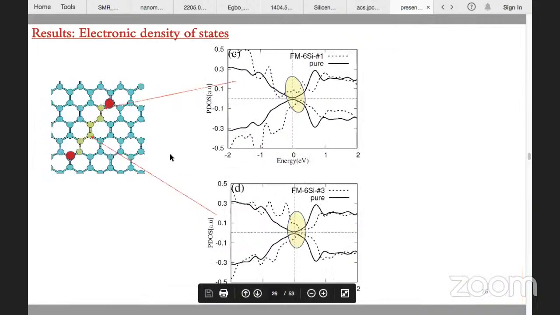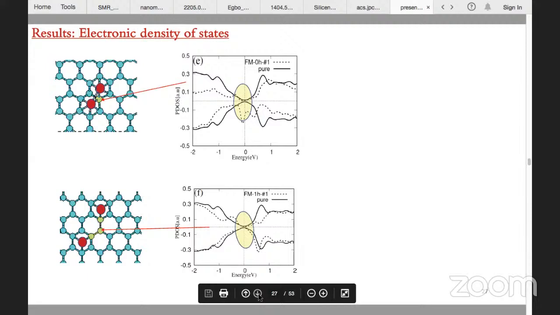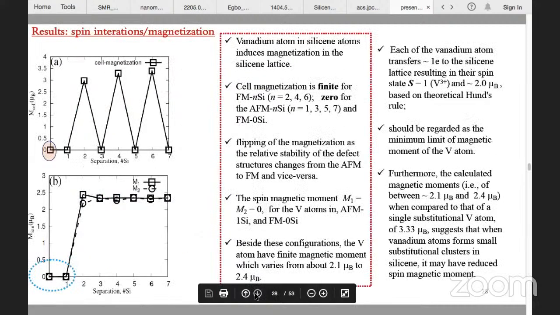Again, we did that for several of the structures, and we observed the same thing. Even for the whole structure, we observed the same thing. The intermediate atoms between the vanadium atoms have a finite density of state, which means they have become metallic.